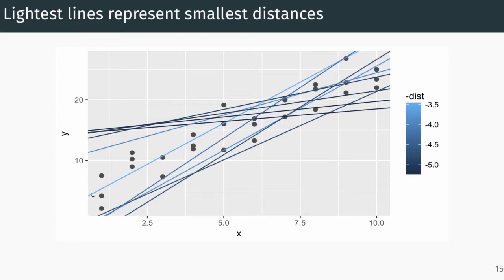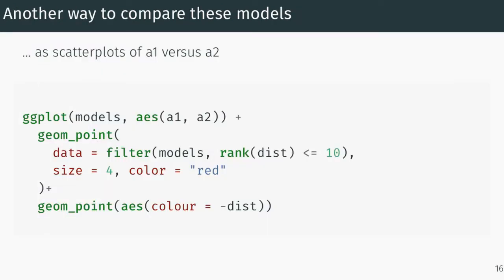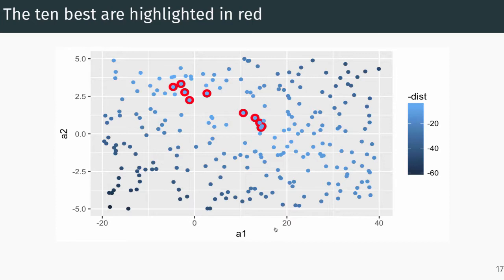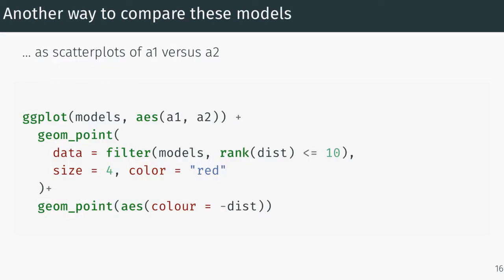Now there's another way that we can look at this. We can compare these models as scatter plots of A1 versus A2. And so let's do that. I'll come back to this in just a second, but let's take a look at that. So we have A1, the intercepts, and A2, the slopes, and we've highlighted the best ones. And let's see how we did that. So let's just go back and take a quick look at this.